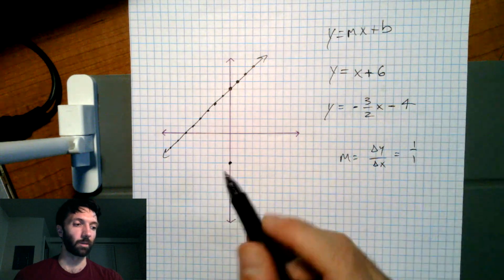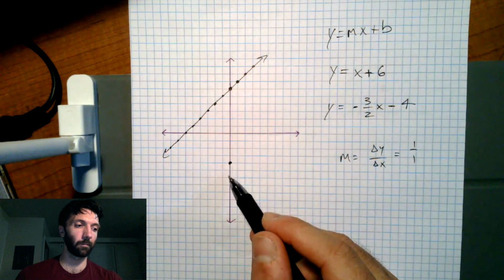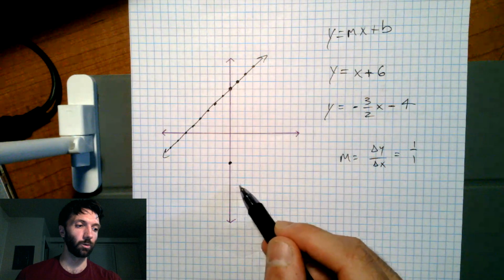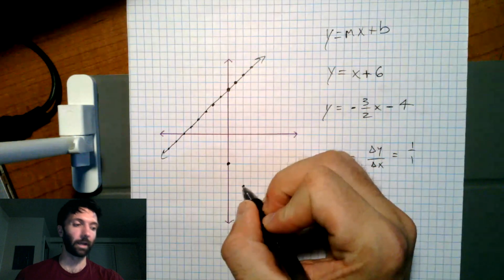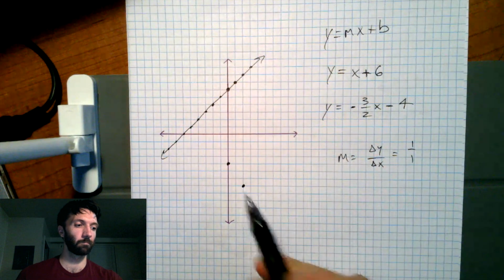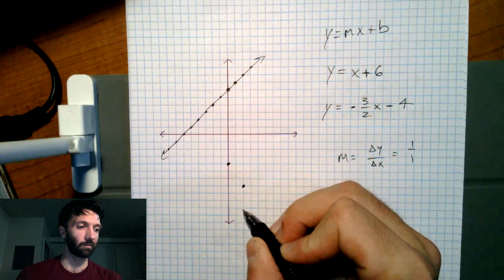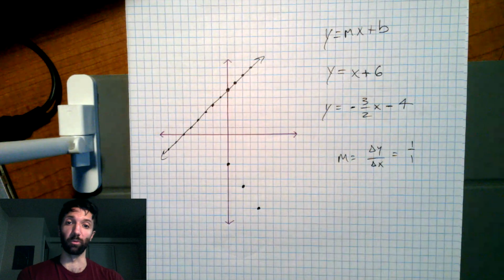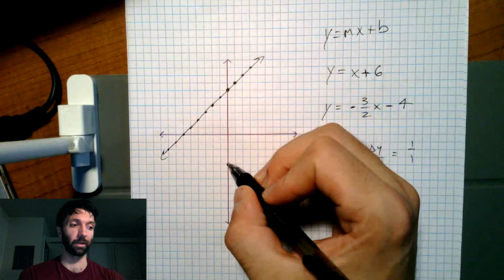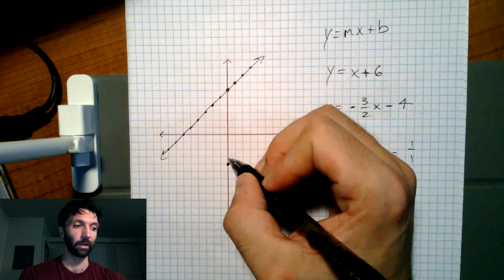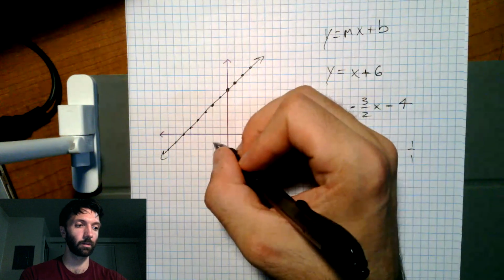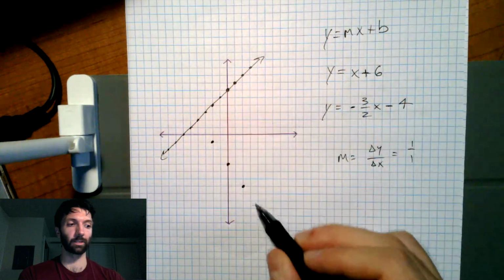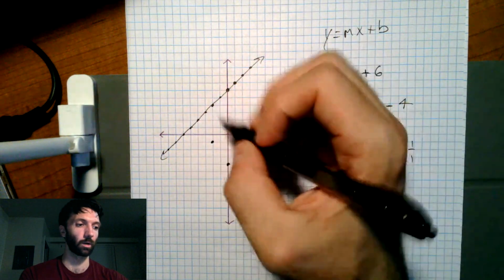So in other words, I'm going to be going down 3 for every 2 that I increase in the x direction. Right, down 3 for every 2. And then that goes both ways, right? So instead of going down 3, I can go up 3 and left 2. Right, so I can extend the line up to the left as well.